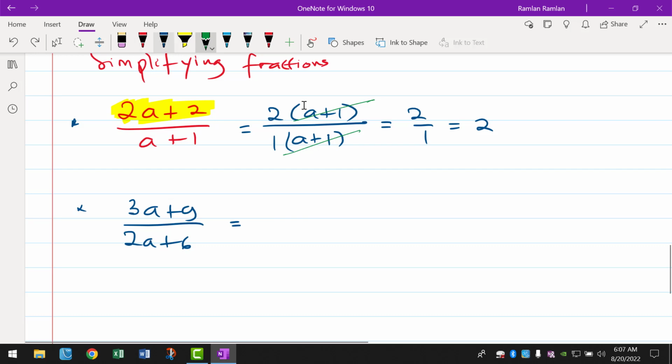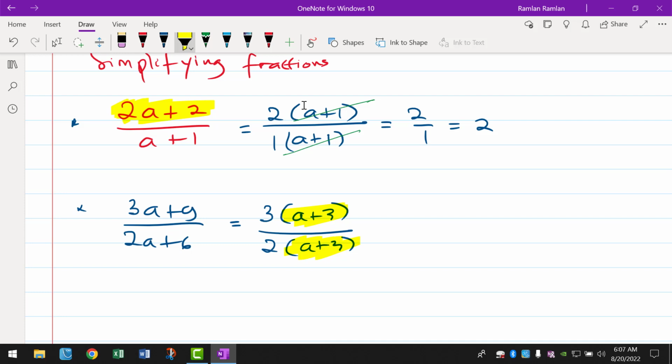Okay, so the first thing that you need to do, again, is factorize, right? So 3a plus 9, we can factorize that as 3 in the bracket a plus 3, right? The same thing goes with the denominator. We can also factorize this, so you get 2 in the bracket a plus 3. Can you see that we have the same exact factors now, right?